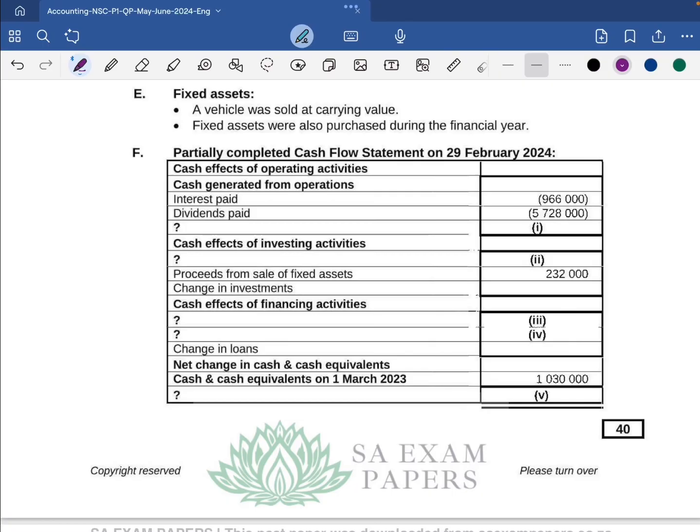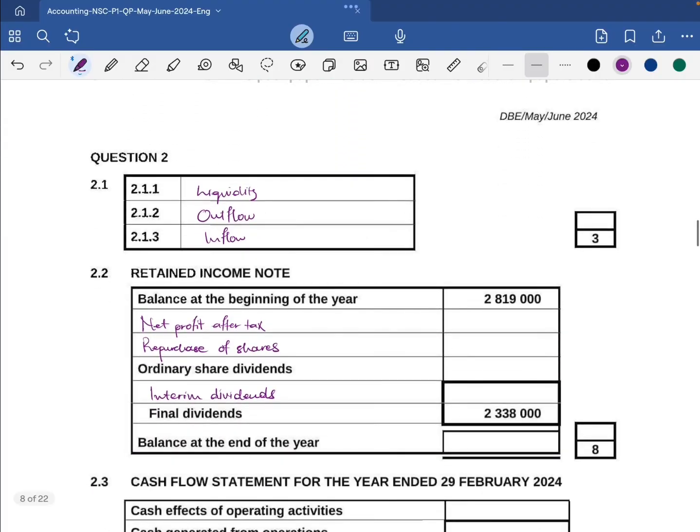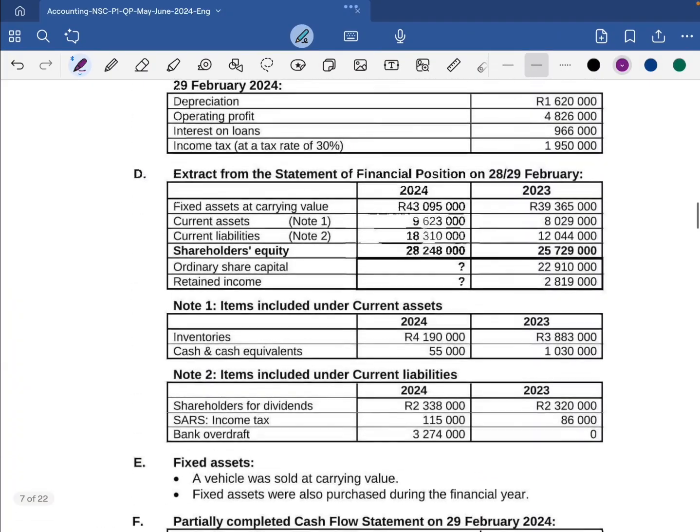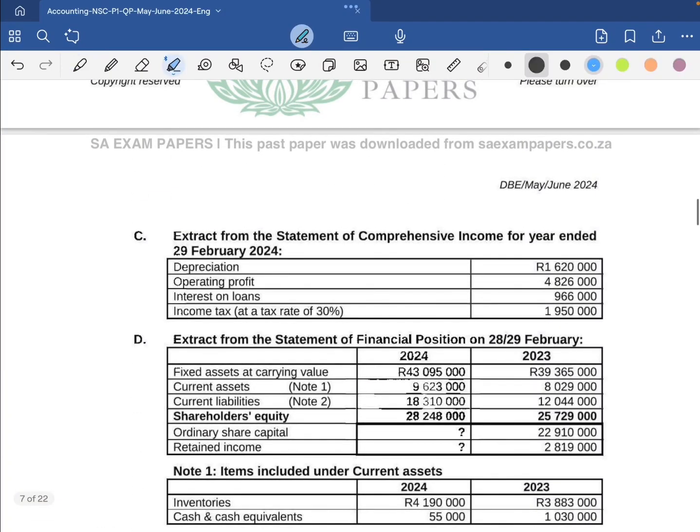Okay, so now when we're looking at our retained income note, what we are going to work out first is our net profit after tax. Net profit after tax is something that we are going to determine from our statement of comprehensive income. When you're looking at these different amounts, we're given depreciation, operating profit, interest on loans, and income tax. If you are confused, have a look at your income tax. We have 1,950,000. So we know that we have net profit before tax, then we have income tax, and then we have our net profit after tax.